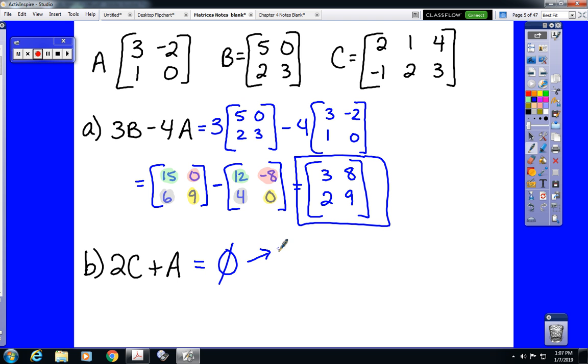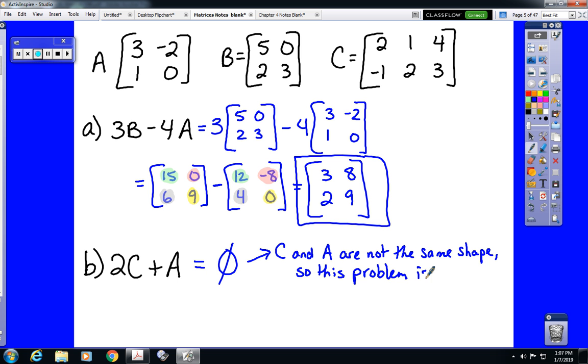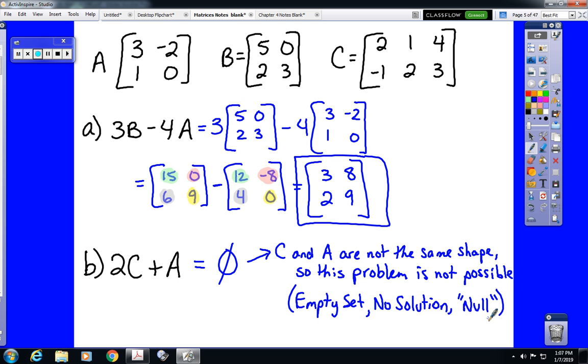So we're saying that this is null because C and A are not the same shape. So this problem is not possible. Hence why we are answering with the empty set, no solution symbol, which is null. All right, that does it for scalar multiplication, addition, and subtraction.